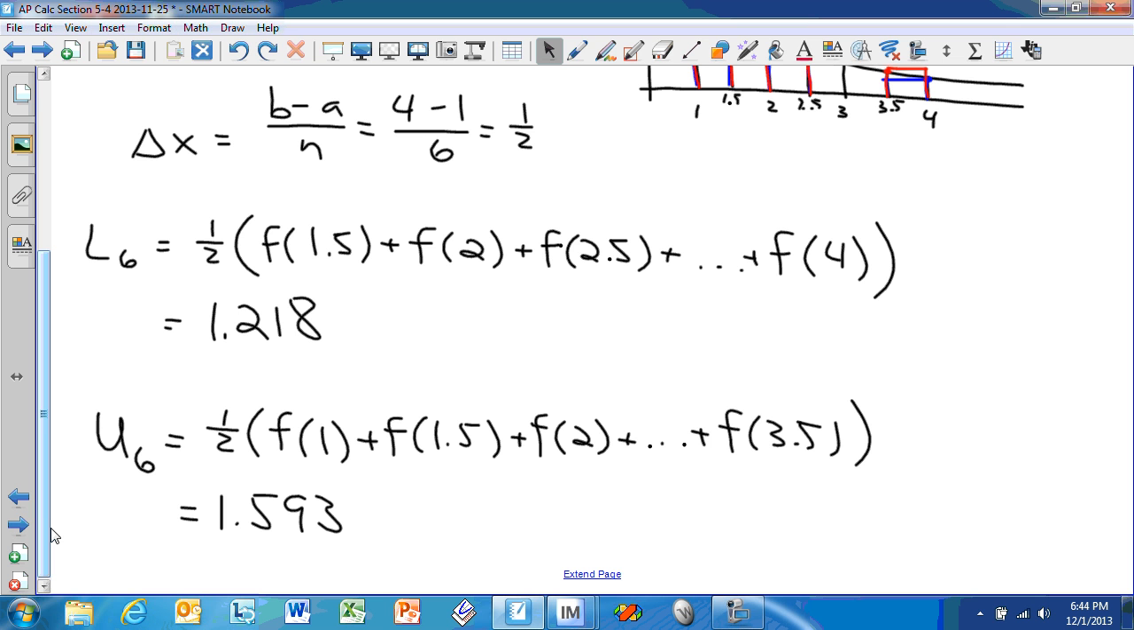And so there's our lower Riemann sum and our upper Riemann sum. The nice thing about these two values is that I know the answer is somewhere between 1.218 and 1.593. Versus with any other calculation I was doing, I really didn't have an idea of how far off my approximation was going to be. At least I know that the answer is definitely between these two values. All right. And we've already answered part B there for example 1. So that's the end of our notes for this section.